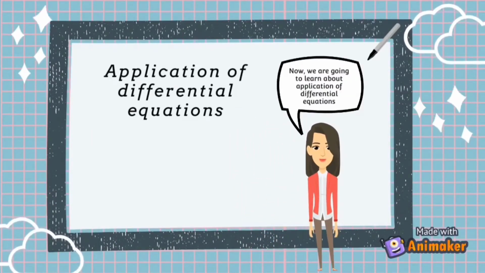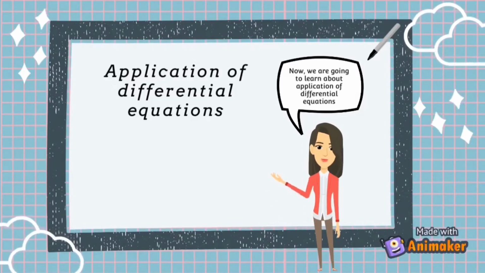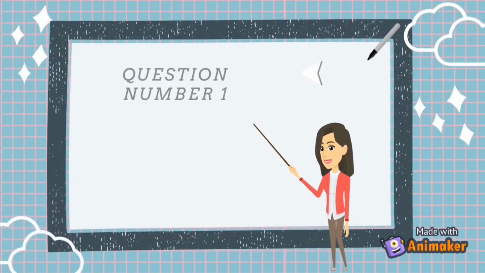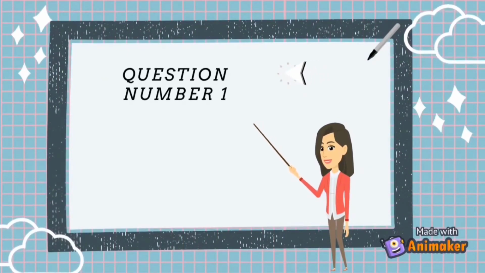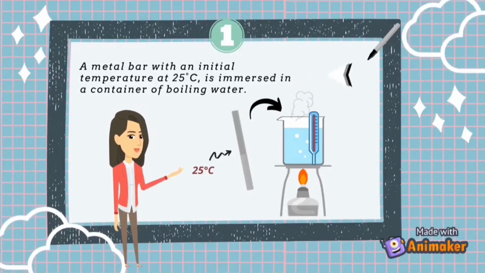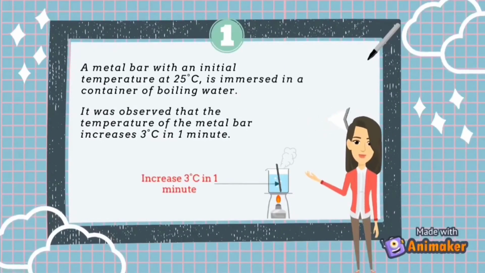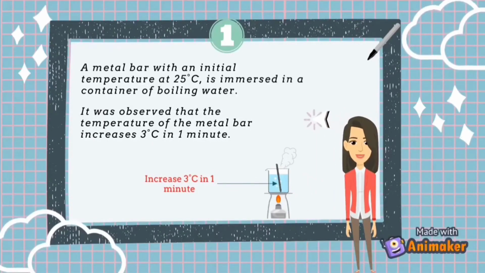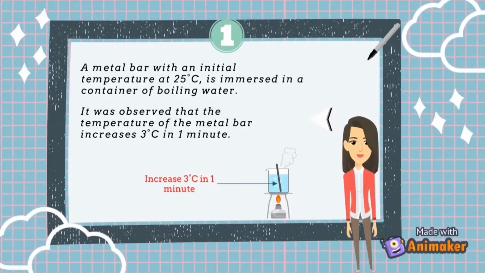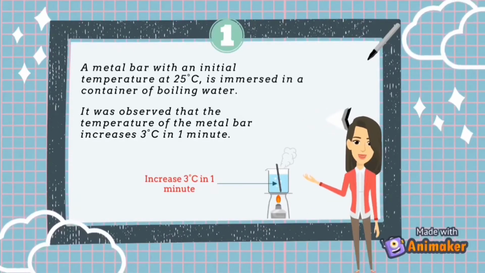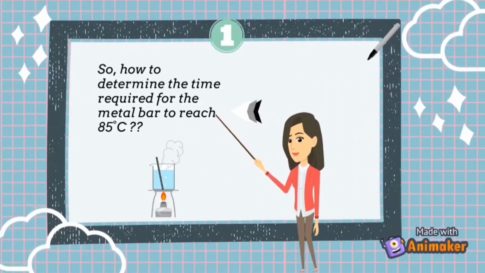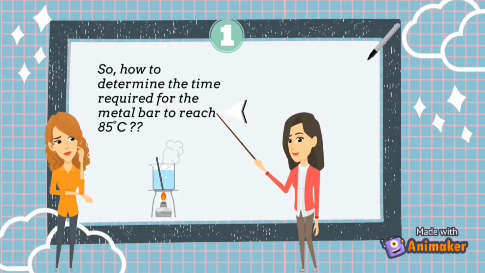Now, we are going to learn about application of differential equation. Question number 1. A metal bar with an initial temperature at 25 degrees Celsius is immersed in a container of boiling water. It was observed that the temperature of the metal bar increases 3 degrees Celsius in 1 minute. So, how to determine the time required for the metal bar to reach 85 degrees Celsius?